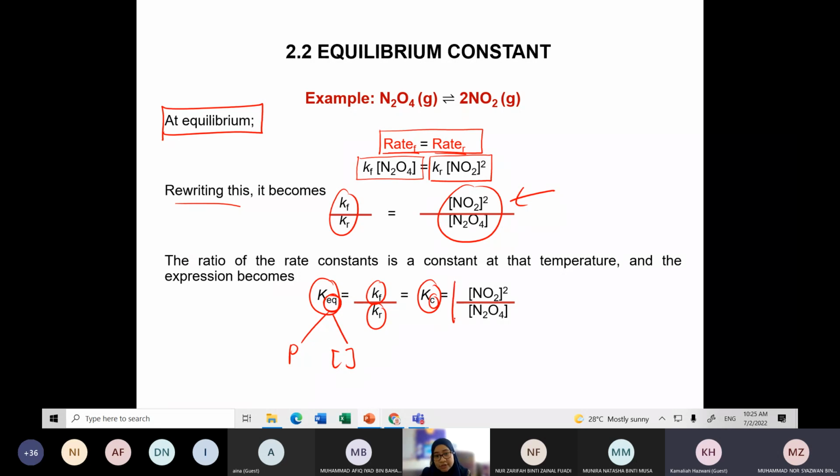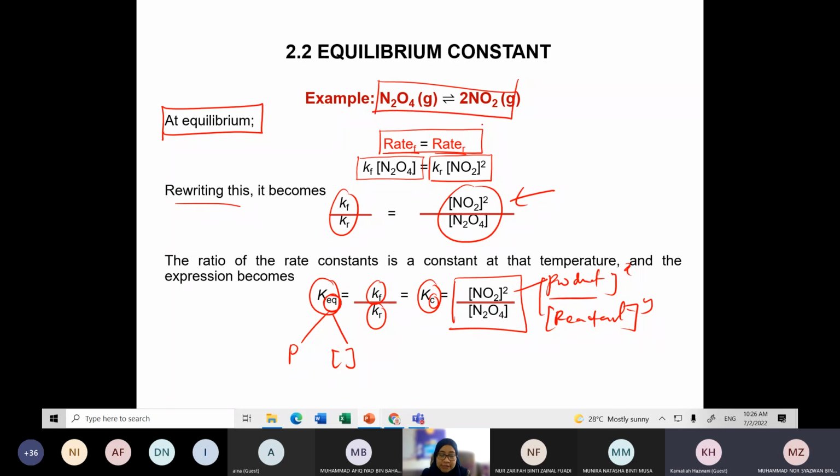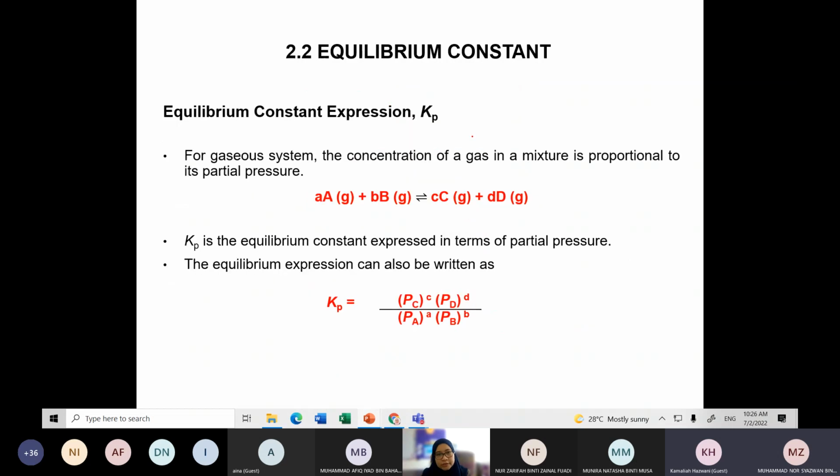So Kc is equal to this: product over reactant. And don't forget the power, which depends on the coefficient from the balanced equation. Okay, so that is for Kc.